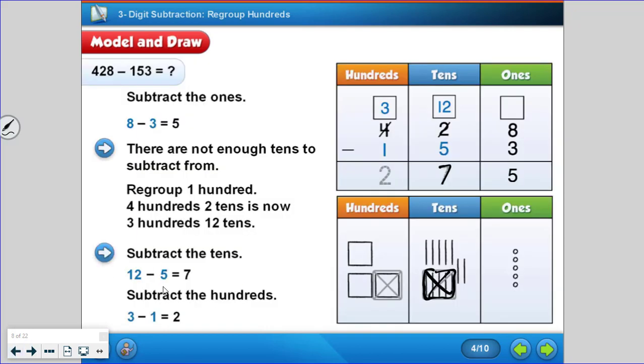We can go to our last step, which is to subtract the hundreds. So there's 3 hundreds, right? And we're going to subtract 100. And so 300 subtract 100 is 200. So our final answer is 275. And then it shows the same thing in our quick picture.